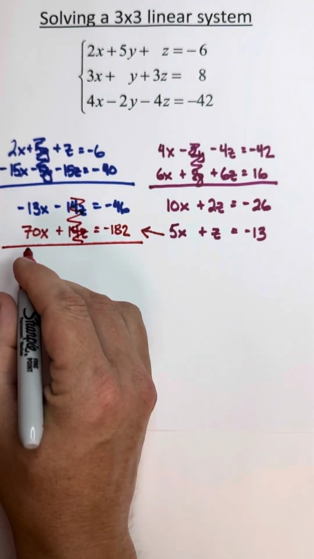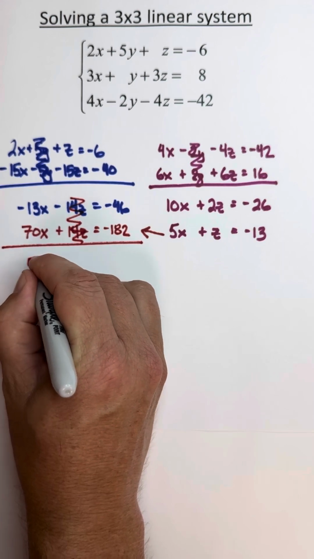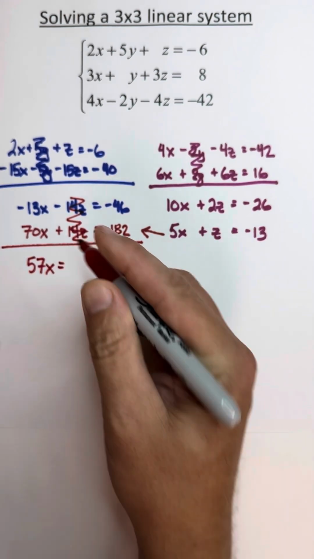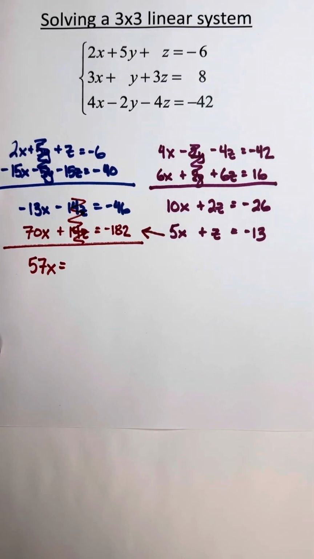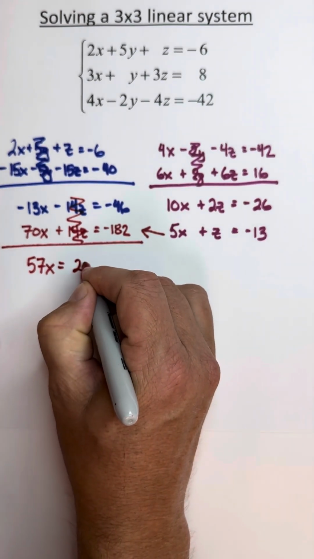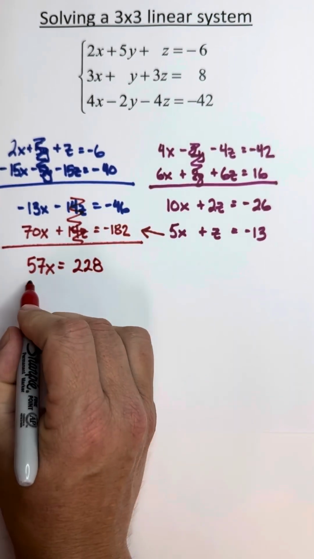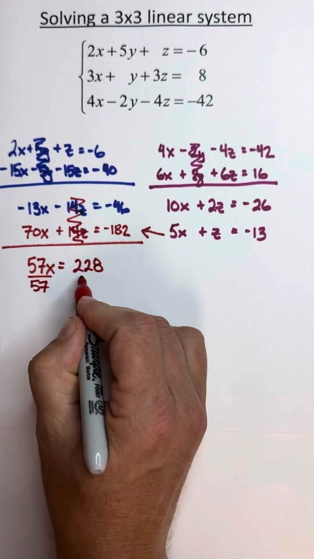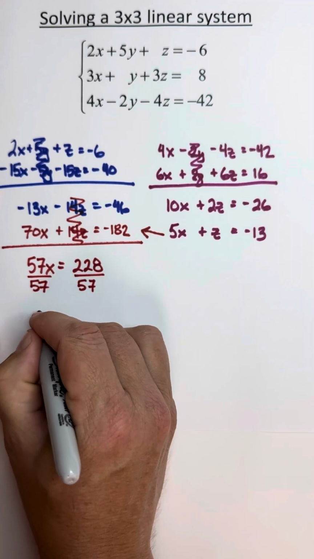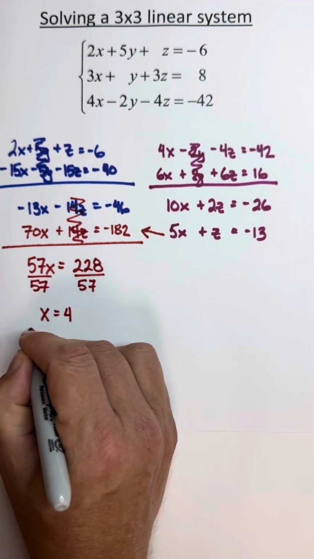Those z's cancel out. So we get 57x equals, let's see, add 46 to 182, and we get 228. We can divide by 57, and that works out pretty nice. x equals 4.